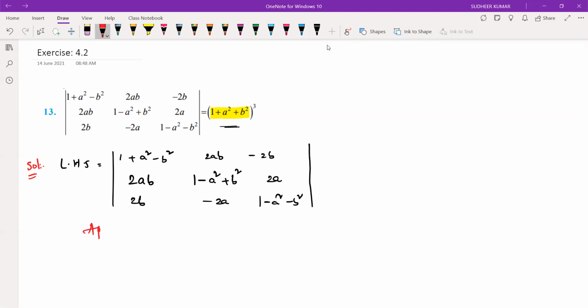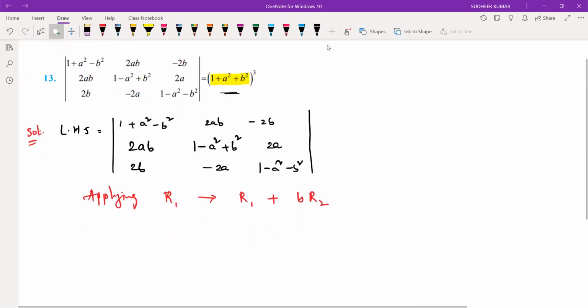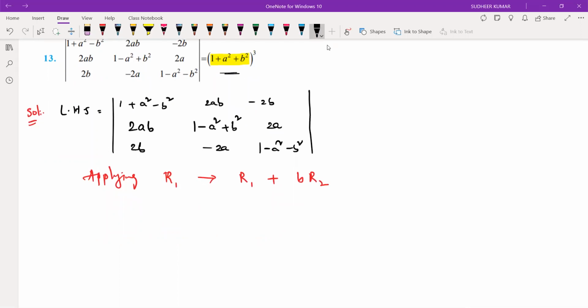Now applying R1 changed as R1 plus B R2. Let us see, if we apply that, whether we get 1 plus A square plus B square or not. If it is so, we can proceed the same.